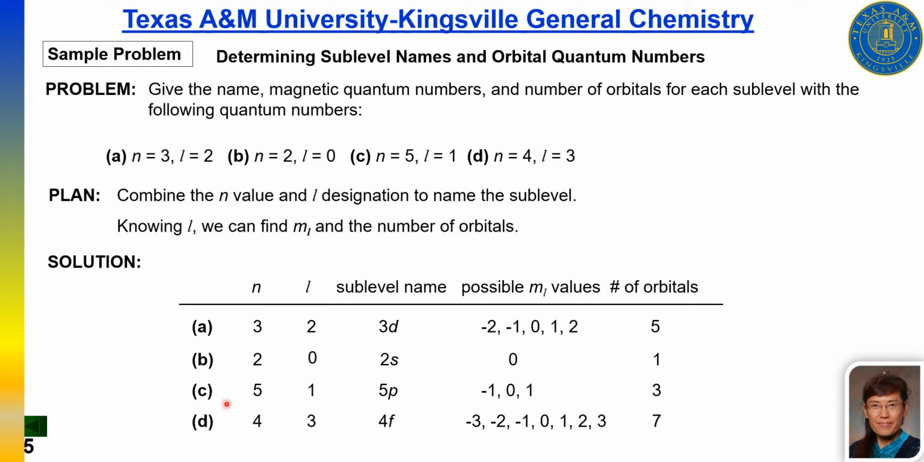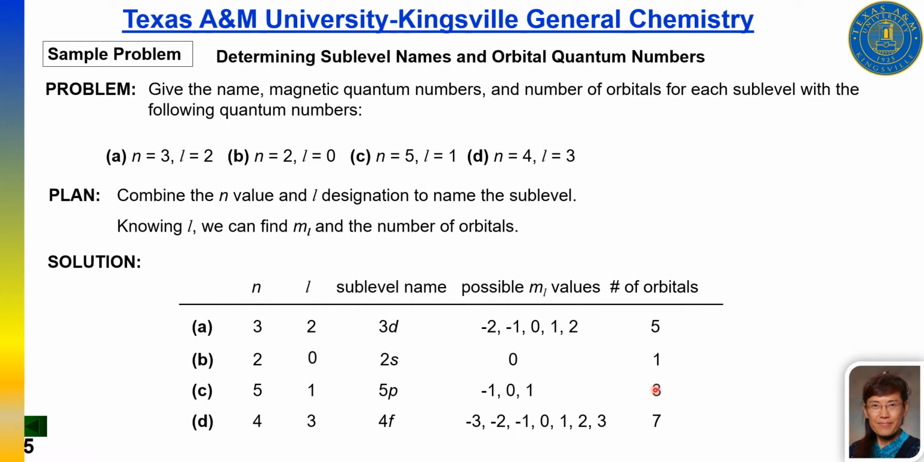Question C. If your n is 5, L is 1, this orbital will be called 5P. L is 1, you call it P orbital. If L equals 1, your ML ranges from -1, 0, and +1. Totally how many orbitals? 3. 3 also equals 2 times 1 plus 1.